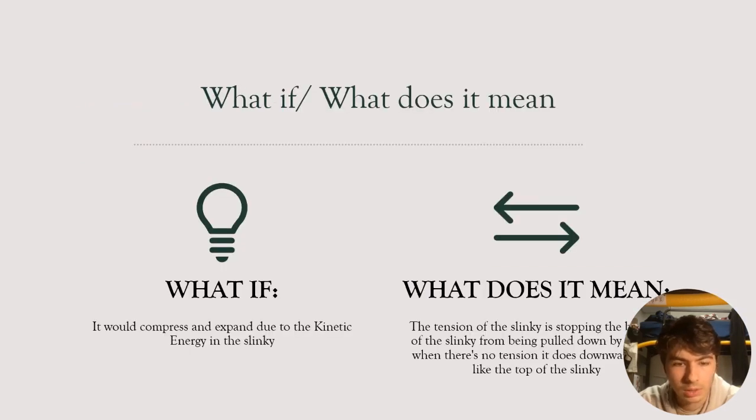So what if, or what does it mean? It would compress and expand due to the kinetic energy in the Slinky, and the tension of the Slinky would be stopping the bottom of the Slinky from being pulled down because the tension is pulling upwards on the Slinky. But when the top of the Slinky comes all the way down to where the bottom of the Slinky is, then in that scenario, there's no tension, meaning they get affected at the same rate, the same amount. So then it gets pulled downwards.